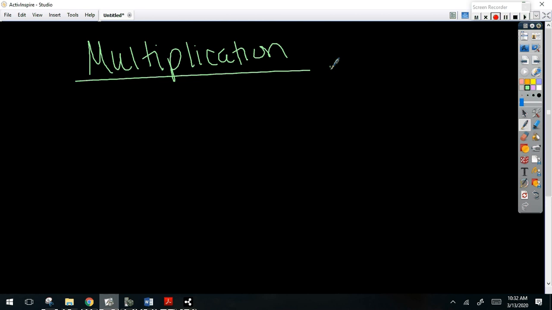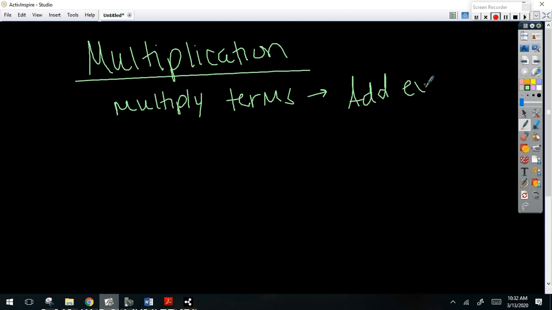Now, when you multiply terms, before I start, this is different than combining like terms. This is multiplying terms. When you multiply terms, what do you do? Well, you add the exponents. Somebody said add the exponents. That's right. What else do you do? You actually multiply the coefficients. Multiply the numbers together. Multiply coefficients.